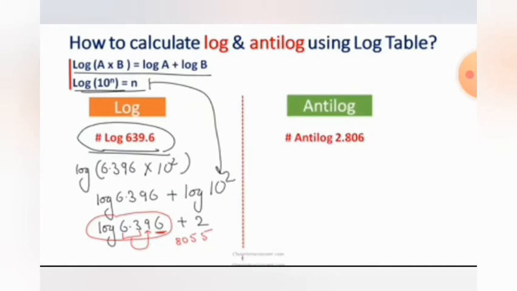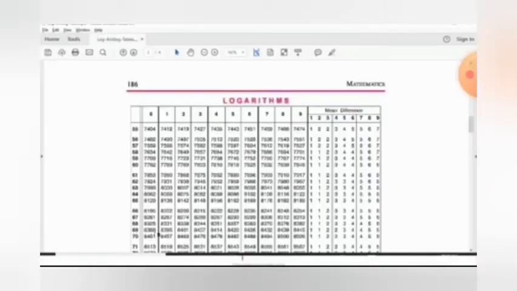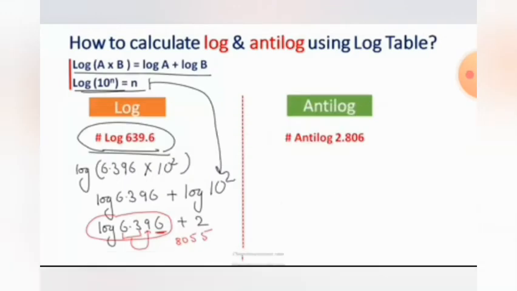8055, and the mean difference corresponding to 6: take the mean difference from the 6 column, that is, the mean difference value is 4. Therefore, add this 4 to the first value, 8055 plus 4, and the value becomes 8059. Then log 10 raised to 2 is 2. Therefore, the final value becomes 8059 plus 2.